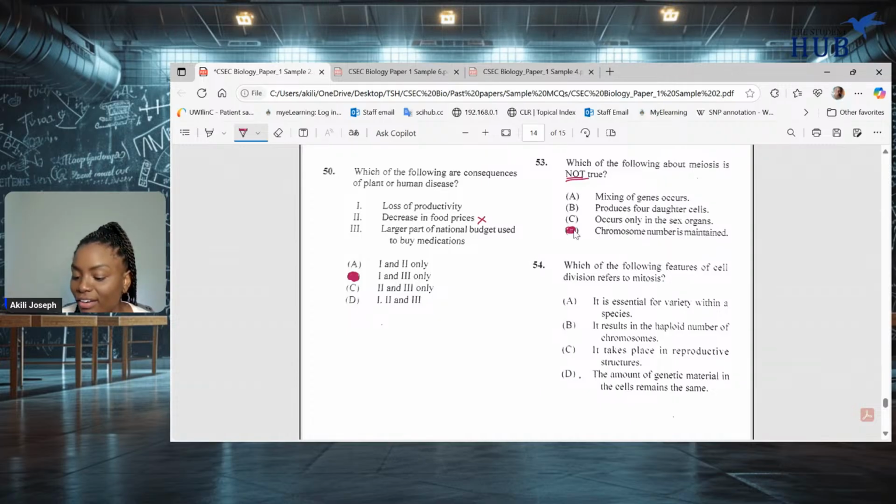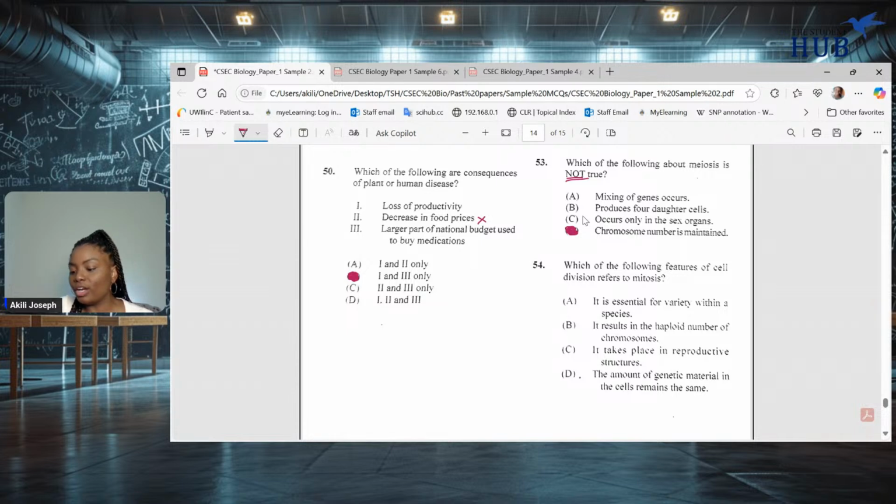A very, very important part of meiosis is the halving of the number of chromosomes, right? So when the zygote forms, you have restoration of the chromosome number.